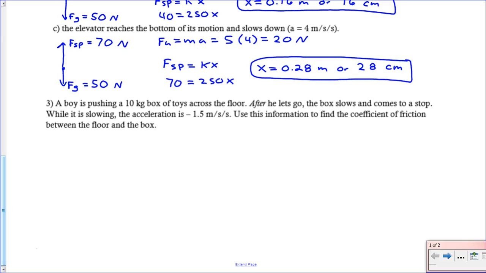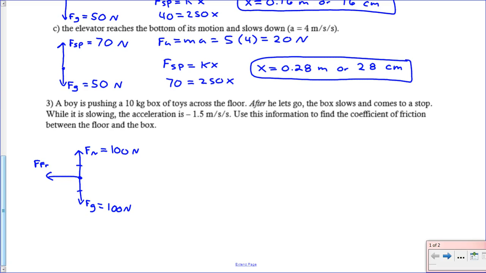So it's really important that you know that this one all takes place after the boy stops pushing the box. That means that there are really only 3 forces acting on it. We've got our up and down forces, our normal ones. We've got Fg, we've got Fn, and then we've got a frictional force, which is slowing this down. Fg, because it is a 10 kilogram box, is 100 newtons. Fn, because it's not accelerating in the vertical direction, is also going to be 100 newtons. These two are the same.